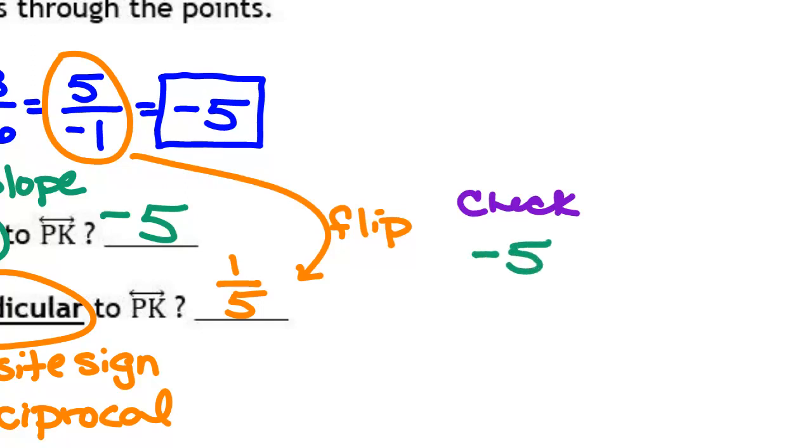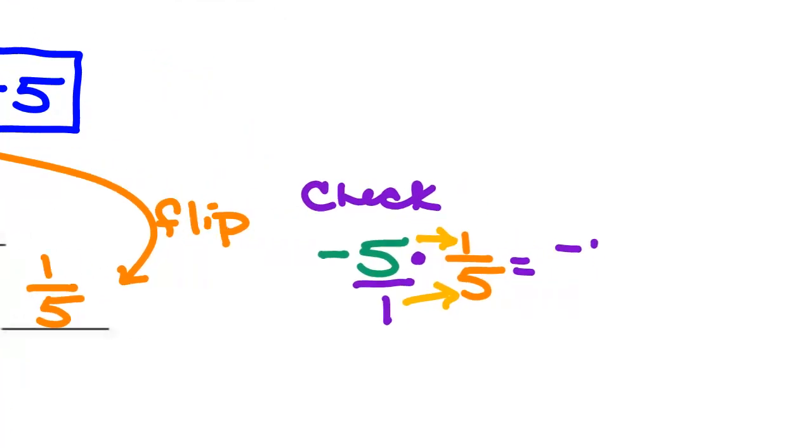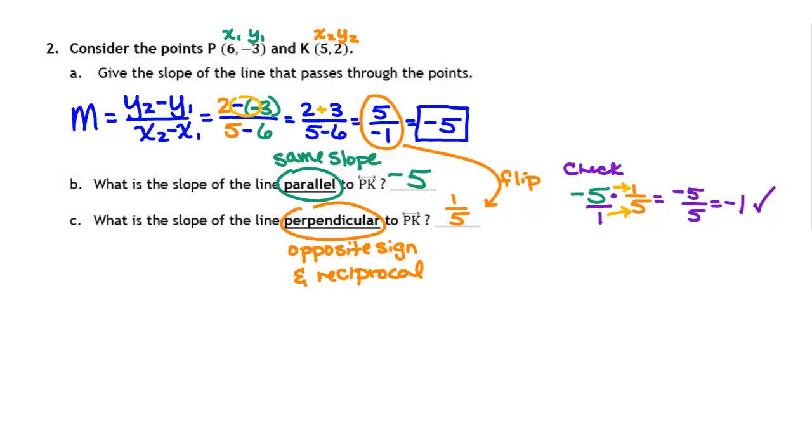So I have negative 5 times 1 over 5. How do you multiply a whole number with a fraction? Put a 1 underneath it. So negative 5 becomes negative 5 over 1. And then we multiply top to top, bottom to bottom. So I have negative 5 times 1, which is negative 5, and 1 times 5, which is 5. That simplifies down to negative 1. So we did this correctly.